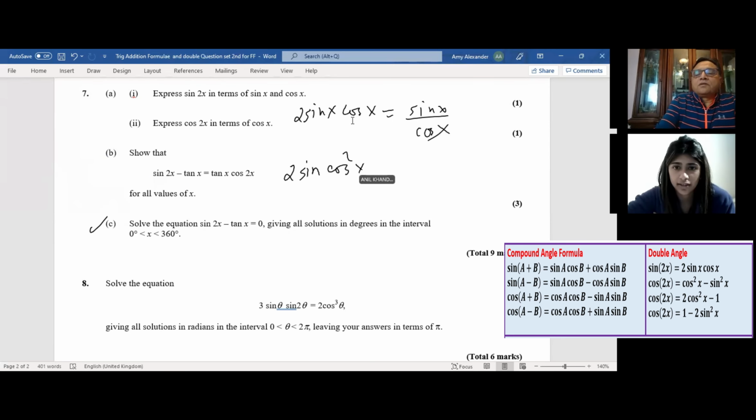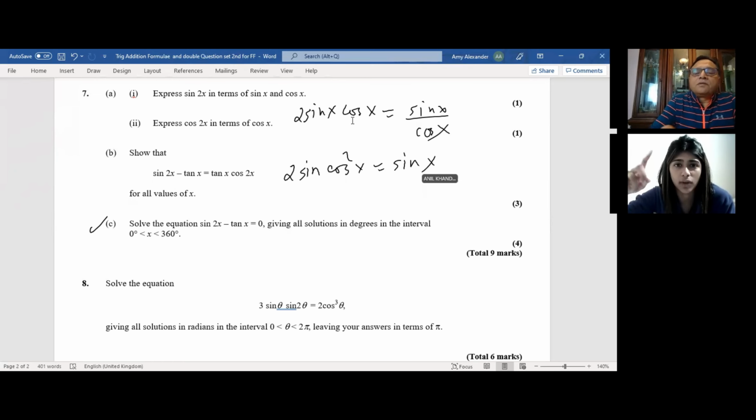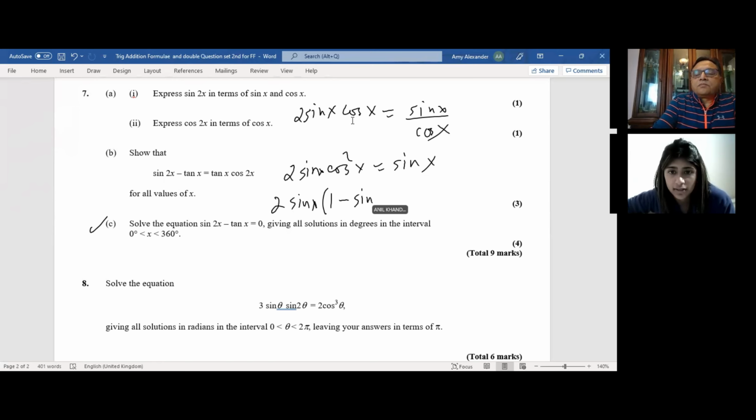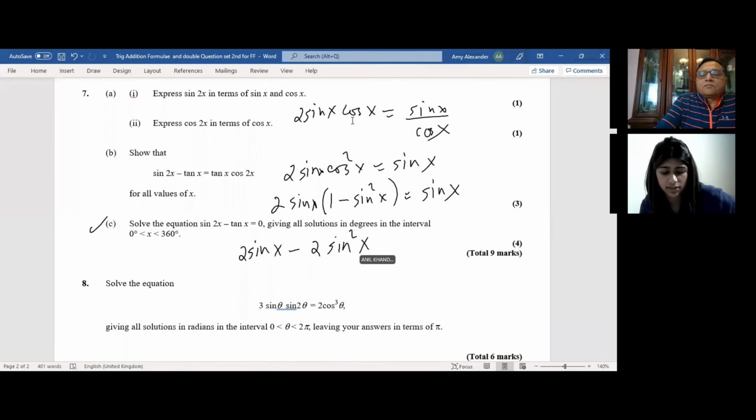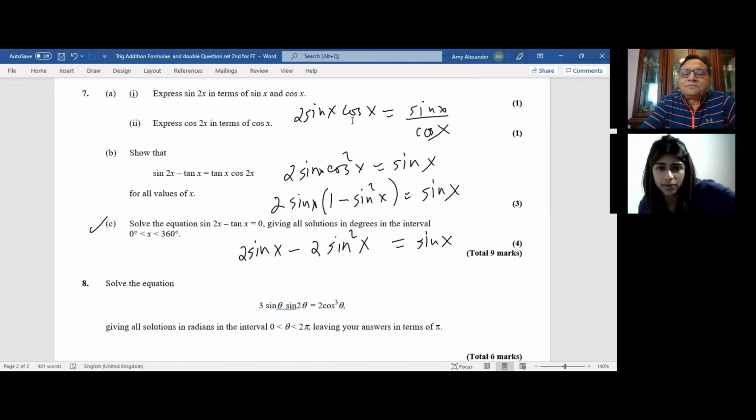So here, cos squared x I replaced with 1 minus sin squared x. So 2 sin x times (1 minus sin squared x) equals sin x. And then I expanded it. So 2 sin x minus 2 sin squared x, oh no, sorry, it becomes cubed. So 2 sin x minus 2 sin cubed x equals sin x. Yeah. Okay. And then I moved it all to the other side. So 2 sin cubed x minus sin x equals 0.